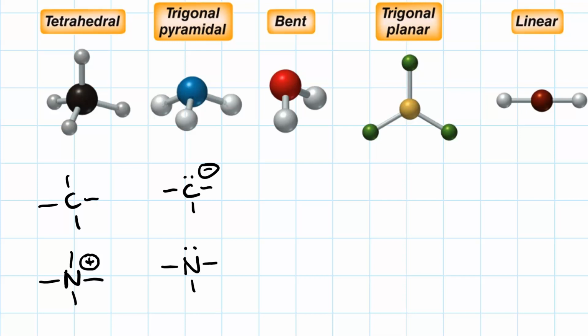Bent, you'll see with an oxygen that has 2 single bonds and 2 lone pairs. You can also see bent when you have a nitrogen that has a double bond and a single bond and a lone pair. Trigonal planar you will see when you have a carbocation. That's 3 single bonds and no lone pairs. Linear you'll see when you have a carbon that has a triple bond and a single bond.